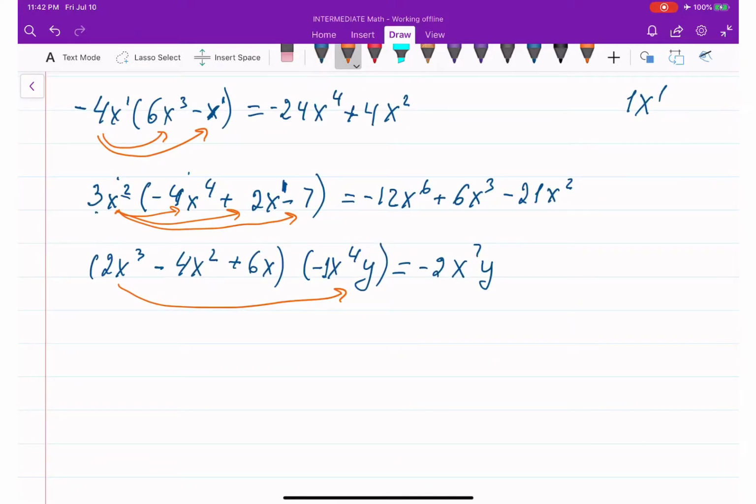Next one, negative 4x squared times negative x to 4y. It's going to be negative 4 times negative 1. It's going to be positive 4. X squared times x to 4 will be x to 6 and y. And lastly, we multiply 6x by a negative x to 4y, which is going to be 6 times negative 1 is negative 6. X times x to 4 will be x to 5 and y. Okay?